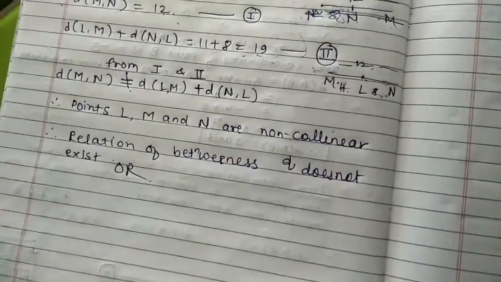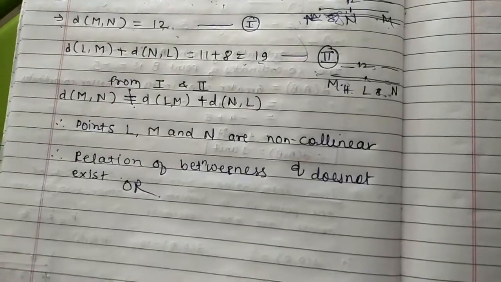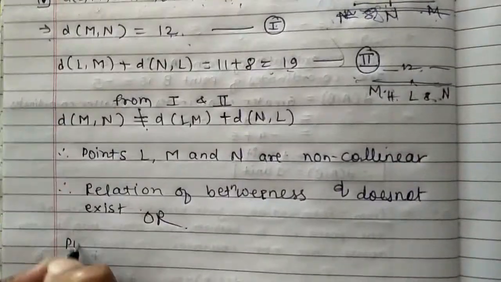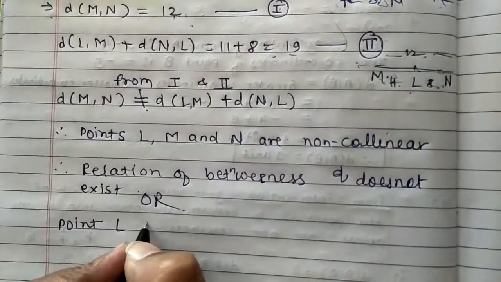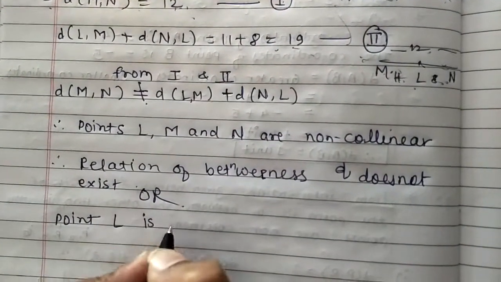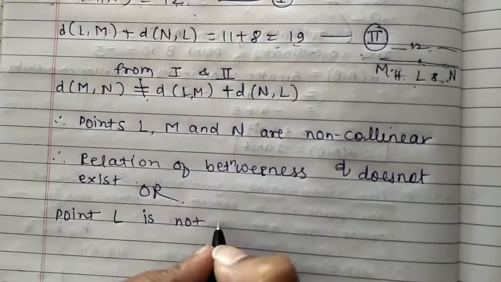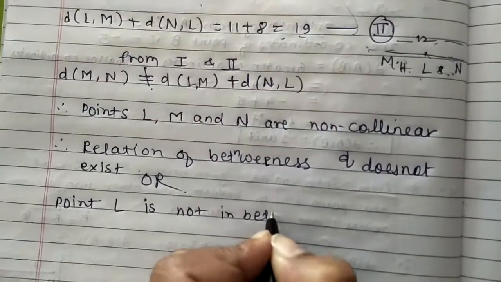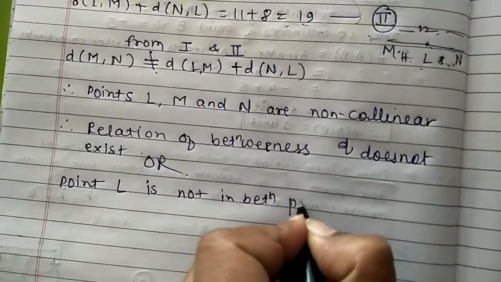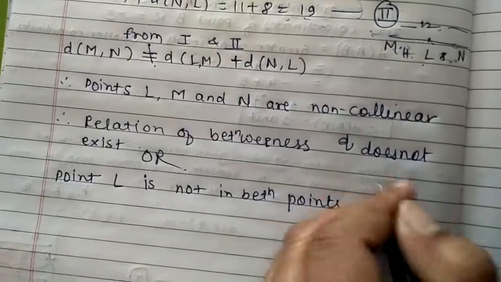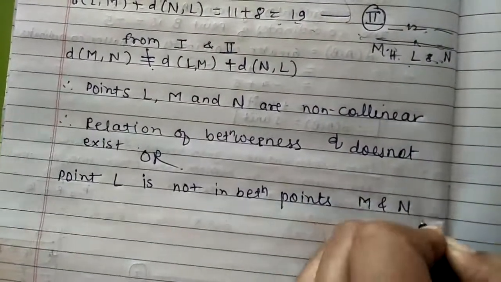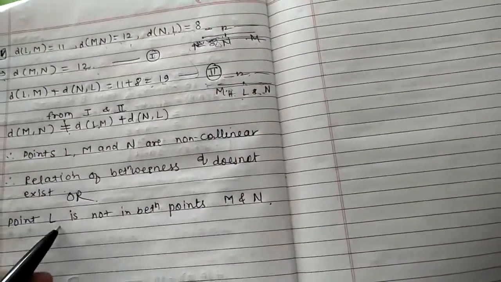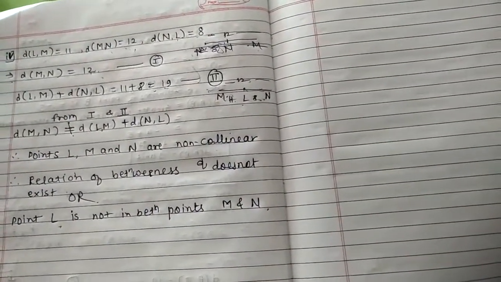You can write down this statement also, or you can write down: point L, which is the center, is not in between points M and N. You can write down these statements also, and you're done.